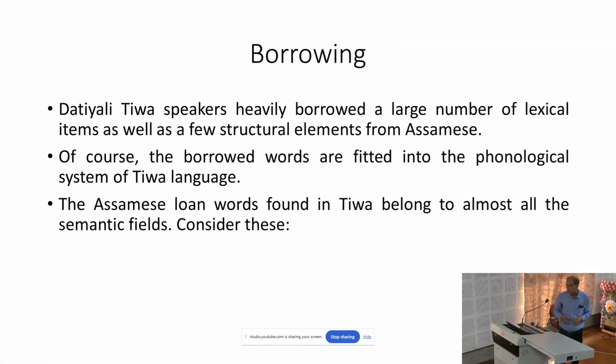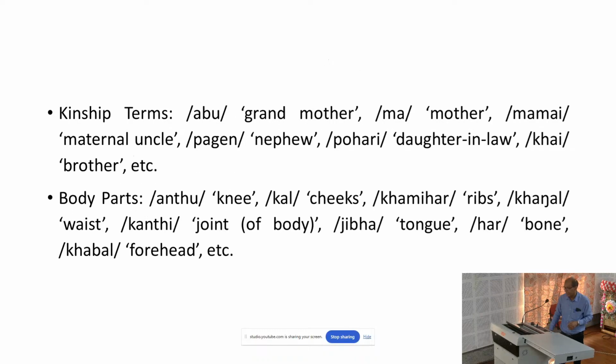So because of this issue, the Tiwas are borrowing a lot of words from Assamese. Lot of words means lot of words. Generally, in linguistics, we do not borrow the kinship terms. That's a fundamental thing in linguistics. Kinship terms are not borrowed generally. It's always our own words. But look at what happened in Tiwa. All these are kinship terms.